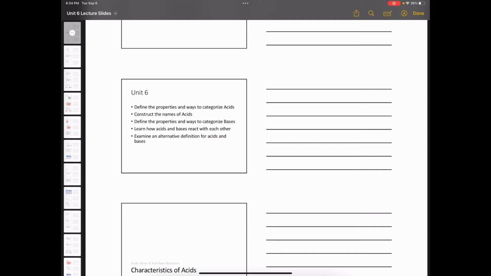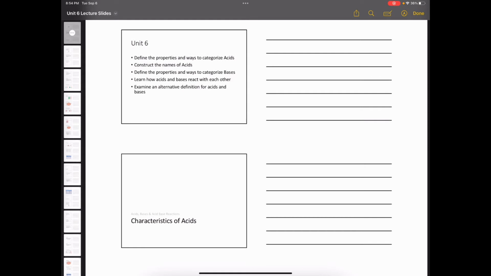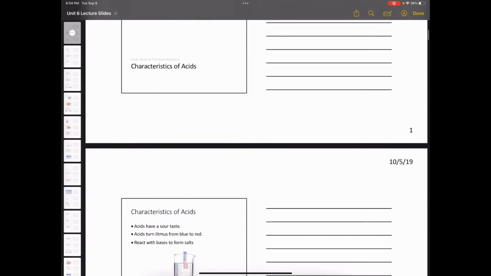Once we finish with acids, we will discuss bases and how to classify bases, and also how to look into the properties and characteristics of bases. Once we finish with acids and bases, we will examine the reactivity of acids and bases, or what's also known as a neutralization reaction. And then we will finish up the unit with learning some alternative definitions for acids and bases. So let's get going and look into the characteristics of acids.